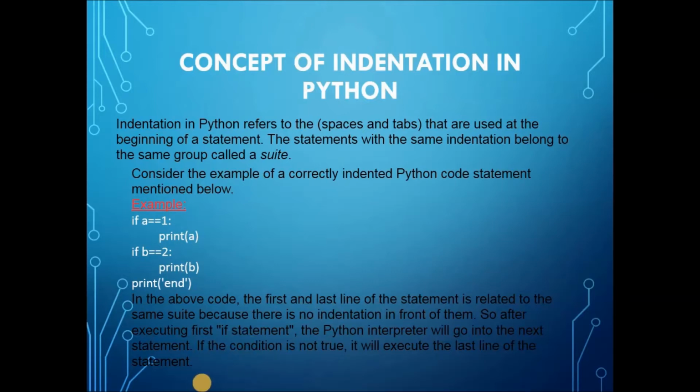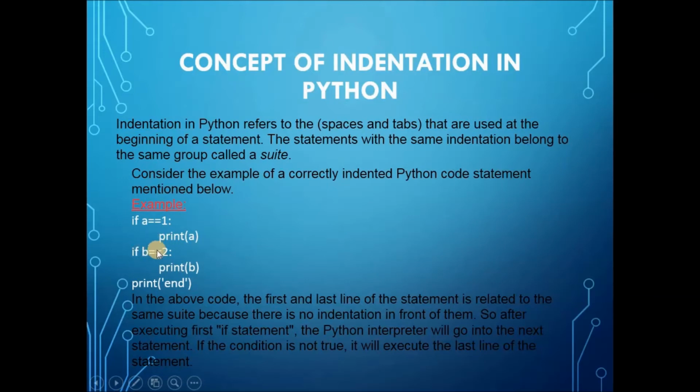In this example, if a equal to 1, this is a conditional statement. If a equal to 1, then print a, it will display the value of a. If b equal to 2, then print b. I am writing if a equal to 1 from here, and in the next line, if the condition is true, then this statement, which I am writing inside this if, after giving one tab. This is about indentation.